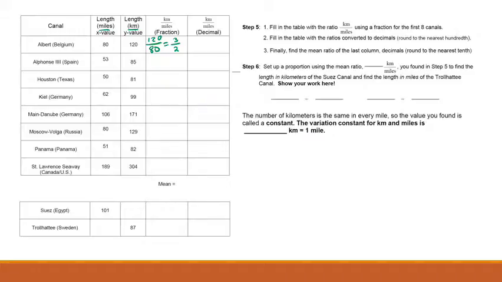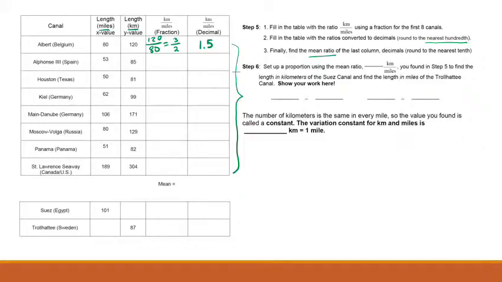And then I'm also going to write it as a decimal. And note it says to round to the nearest hundredth. In this case, 3 over 2 is just 1 5/10. So I'm just going to leave it with a tenths place, not add a 0 for the hundredths place. But again, you're going to go ahead and find those values for all 8 of those canals. And then in step 5, part 3, you're going to find the mean ratio of that last column.